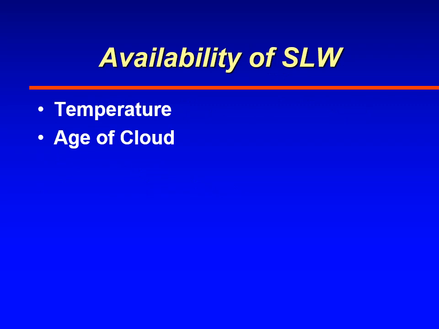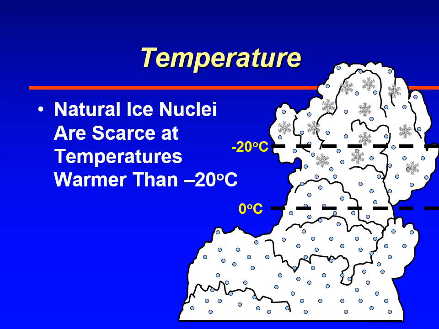First, we'll start out with the availability of supercooled liquid water, and that depends upon the temperature and also the age of the cloud. We already discussed this back when we talked about the requirements for icing. Supercooled liquid water, of course, is liquid water at temperatures colder than 0 degrees Celsius. The reason you have supercooled liquid water is because ice nuclei really don't start working until temperatures colder than -20. When they get to -20, they start to scavenge all of the liquid water out of the cloud.